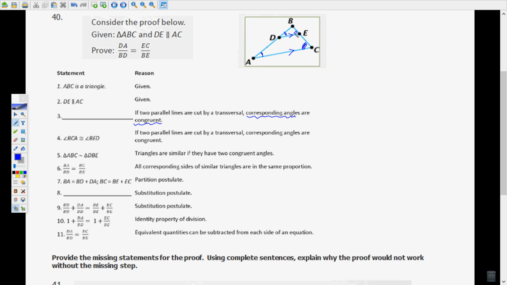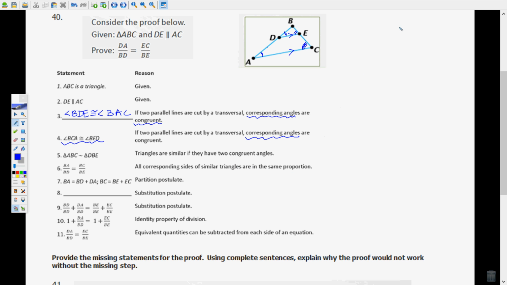So we need to cover the other two. So here you would put angle BDE is congruent to angle BAC. Okay, because it already tells you here these are corresponding angles, and you just have to list the other pair. Nice. Then it says triangle ABC is similar to triangle DBE, because by angle similarity, they're similar. Then all corresponding sides of similar triangles are in the same proportion.